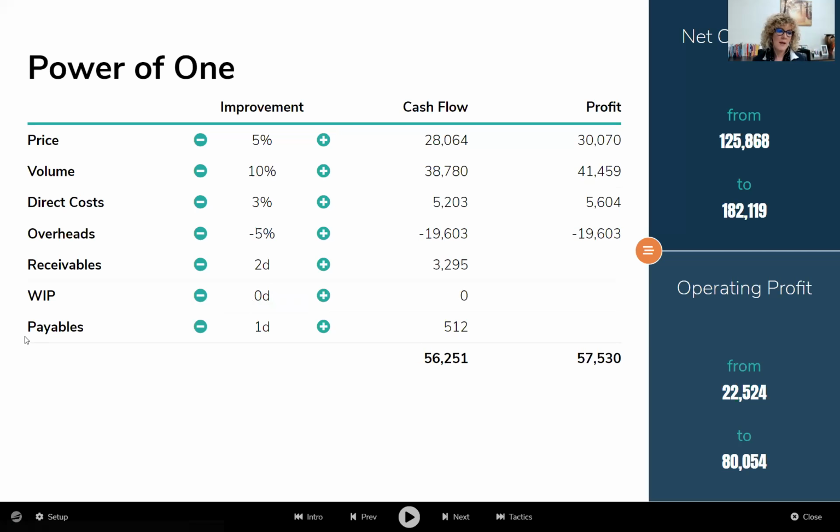And then payables, it's not my most favourite strategy. I like my businesses to be on top of their payables. In fact, some people might want to improve the number of days that they pay their payables because they're stretching it out a bit long. So we can see just by moving the dial slightly, we've made a substantial impact on this particular business. Cash flow 54,000 and profit 57,000. And we can see the result on the right-hand side here.